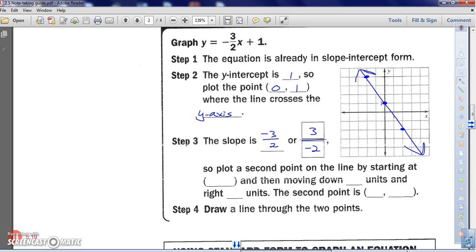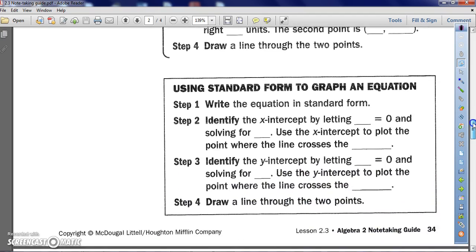So once we plot that second point, starting at the point 0, 1, which was our y-intercept, we moved down 3 units and then right 2 units. So the second point was the point 2, negative 2. Then we drew our line through those points. Again, you could have went with positive 3 over negative 2 instead. And actually, it's really a good idea to do both. Even though 2 points identify a line, 3 points is even better. And you could even go more than that if you'd like.